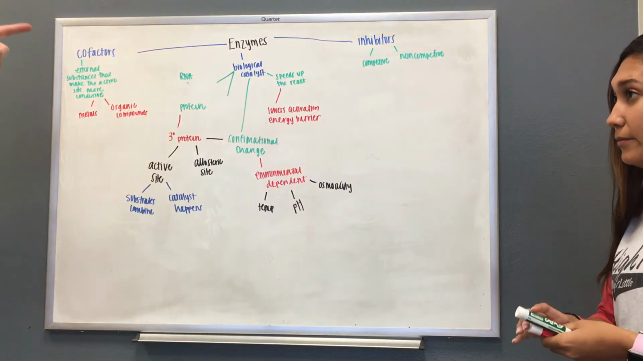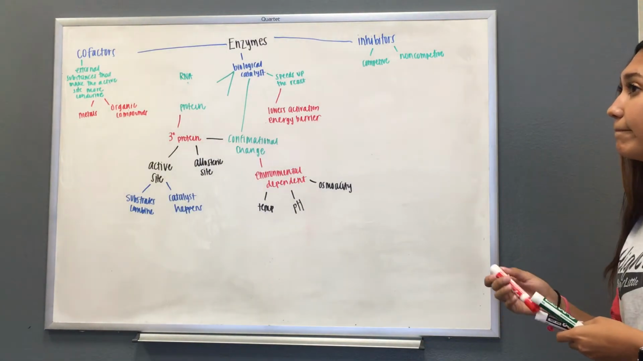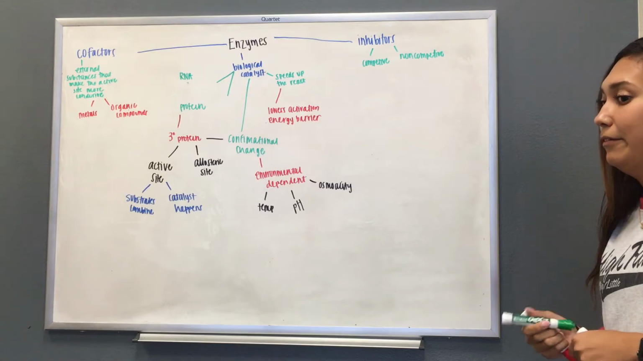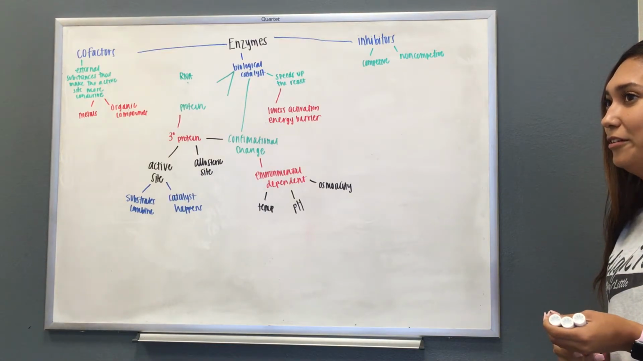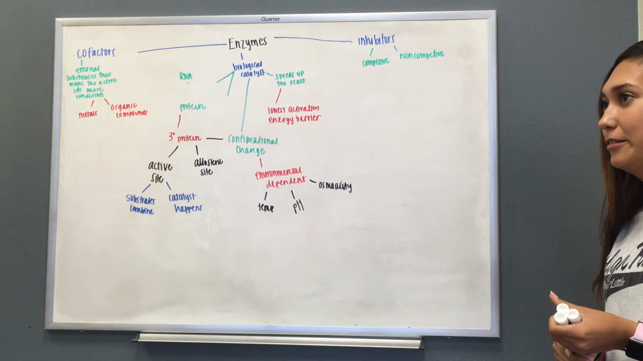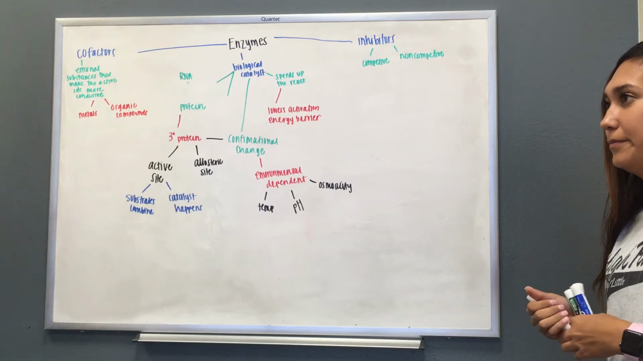Let's actually talk about competitive inhibitors first. So what does a competitive inhibitor do? It competes with other things. It competes with the substrate at the active site.